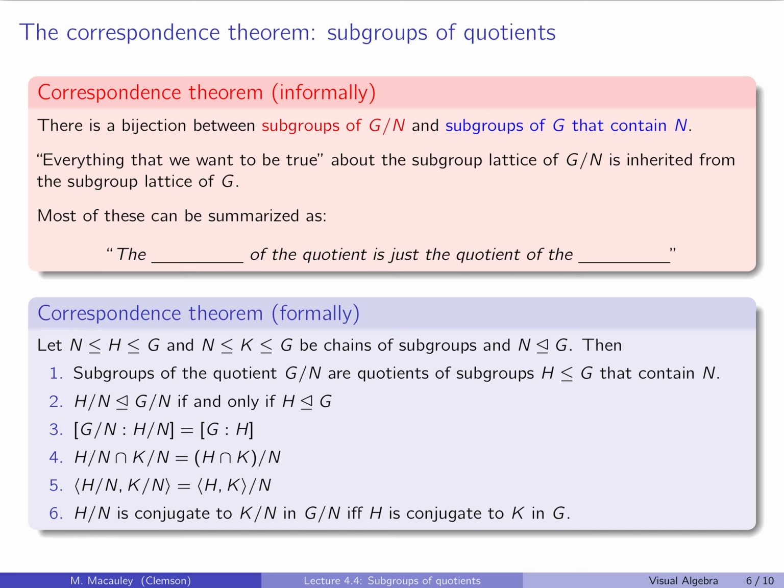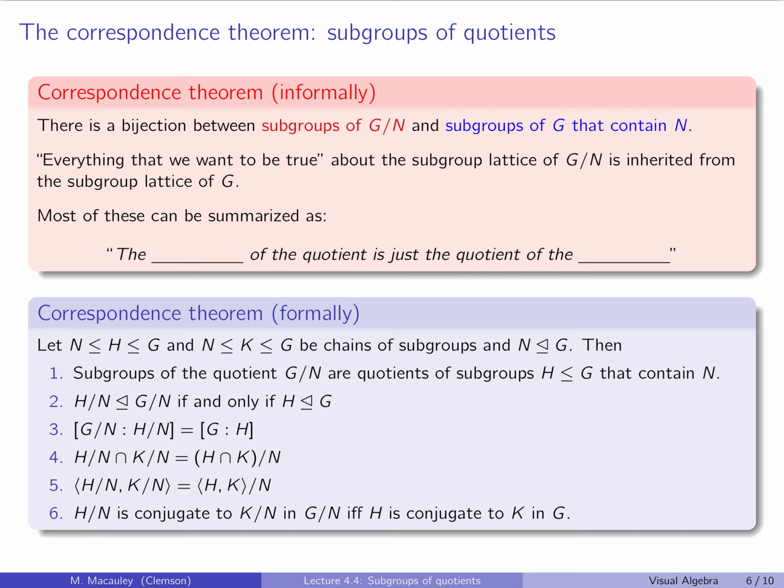Let's now state this formally, and while most of this is a bit heavy symbolically, I'll do some examples right away to explain what these parts really mean. And they're not as hard as they look. So let's suppose that we have a normal subgroup N of G, and we have two intermediate subgroups H and K.